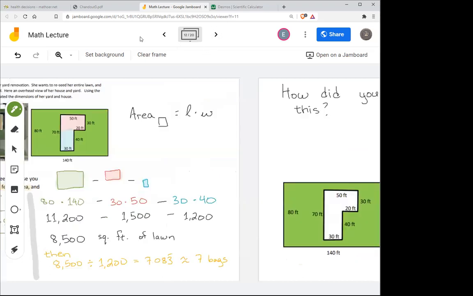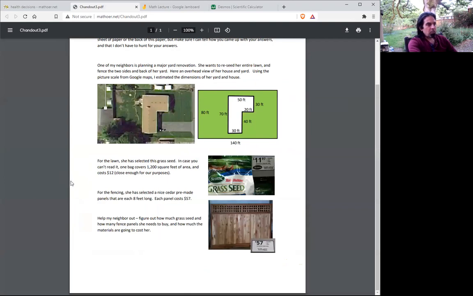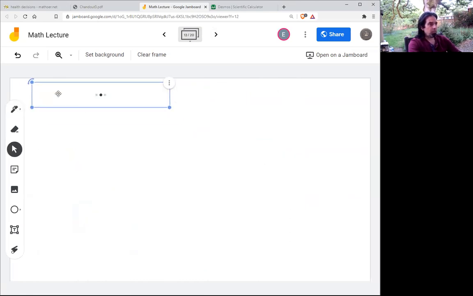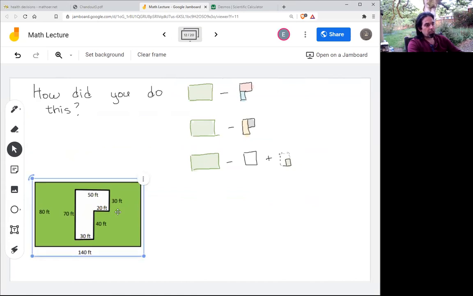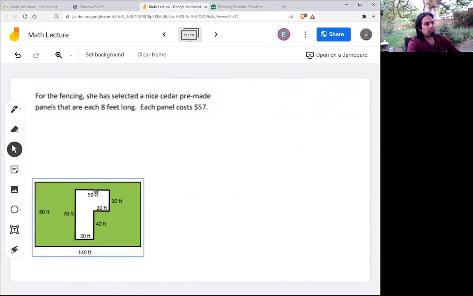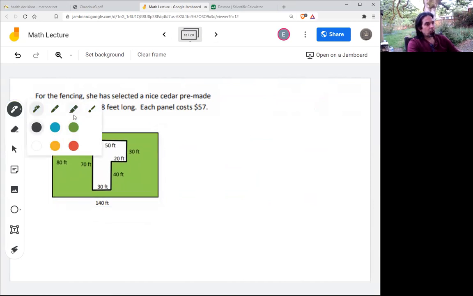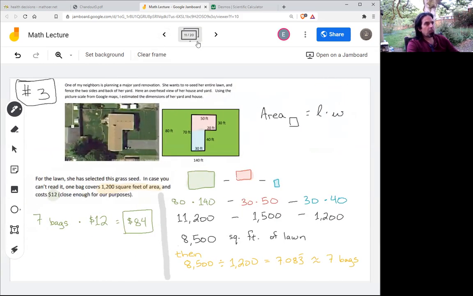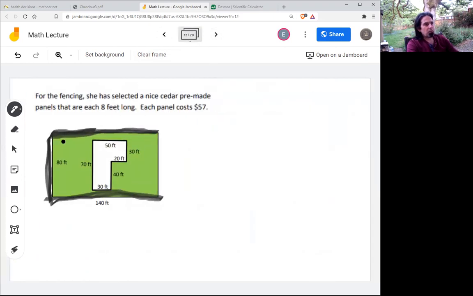I'm good. Okay. So for the fencing, she's selected some nice cedar pre-made panels that are 8 feet long and cost $7. And I need my picture again. And remember that she wants to make a fence that goes on this side, and this side, and this side, but not the front by the street. Not there. So how many feet is that total?